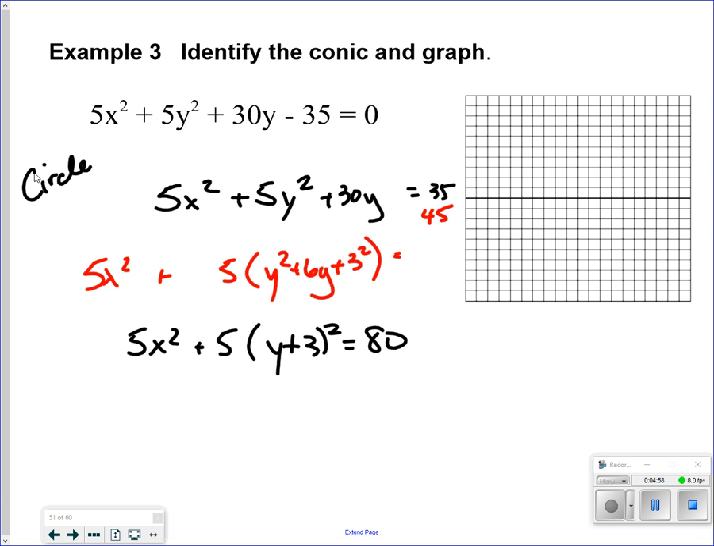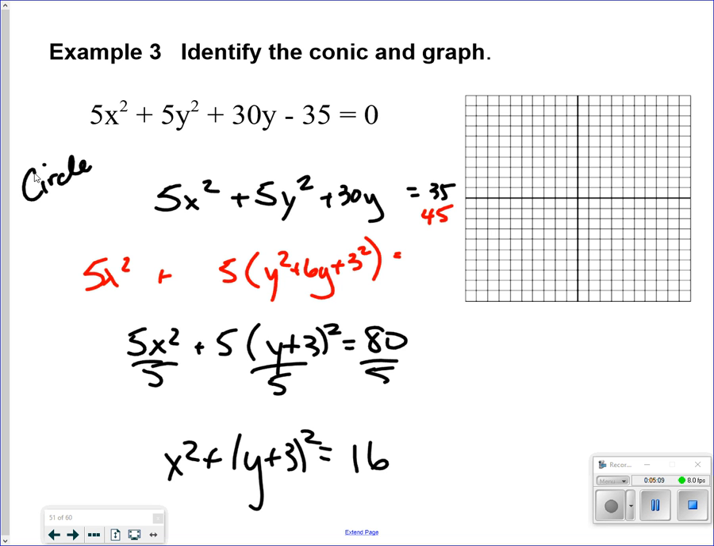Now, it is a circle, so I'm going to divide everything in the equation by 5 because with a circle, you don't want any lead coefficients. Now this is in the correct form for a circle. (0, -3) is the center with a radius of 4. So I went 4 to the right, 4 to the left, up 4, down 4, and connect the dots. So a circle.